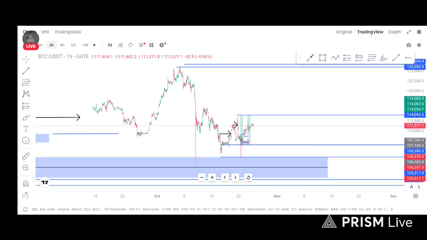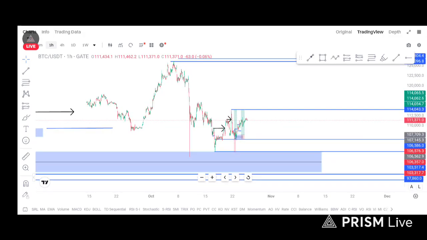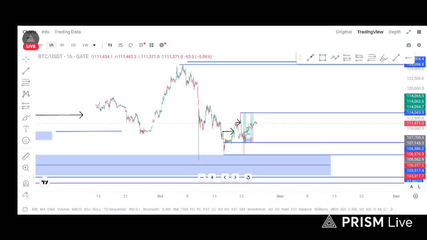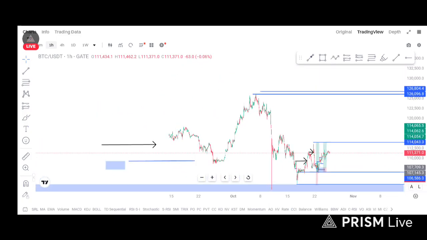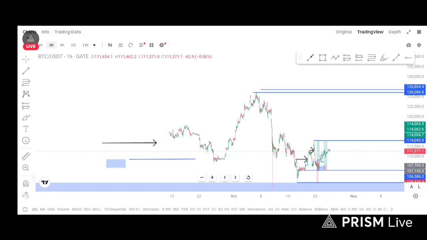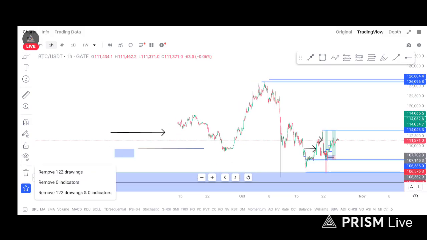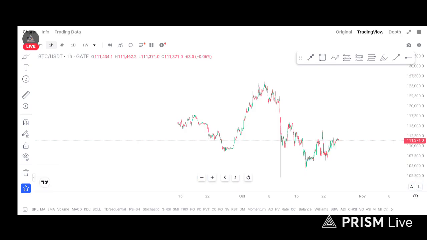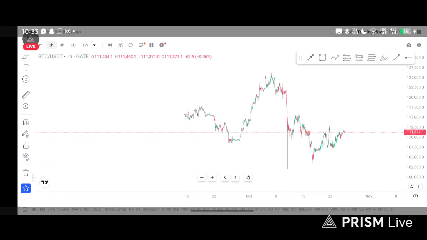I don't know if you are getting it. The process of doing that is what we call top down analysis, whereby you switch from time frame to time frame to time frame till you get to your entry time frame, right? Now let me delete all of this so that we have a very clean chart to work with. Now we have a very clean chart to work with.